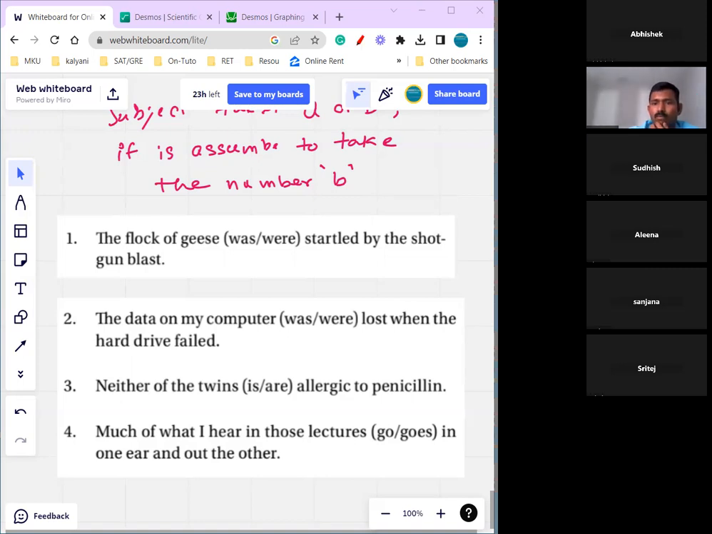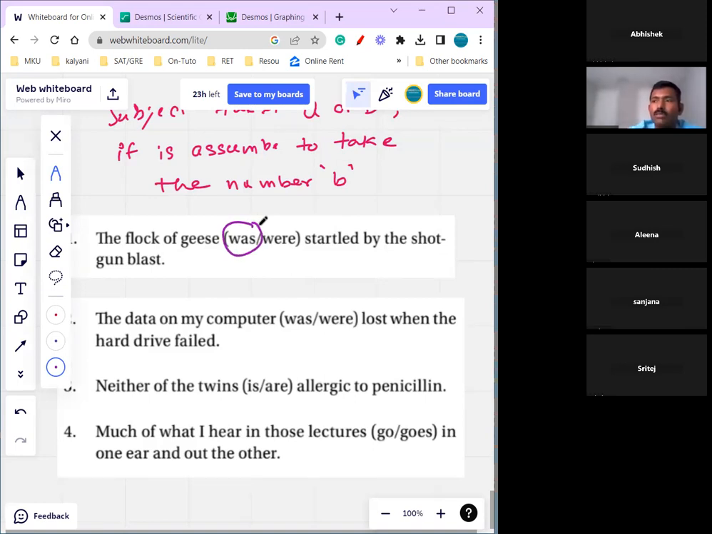Okay, so first one. The flock is a flock of geese. Even though flock means a lot of birds, we are considering it as one group of geese. So though it's one, it's singular. So you're going to use the "was" for this.